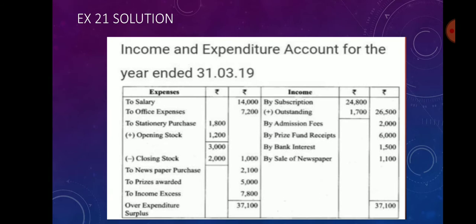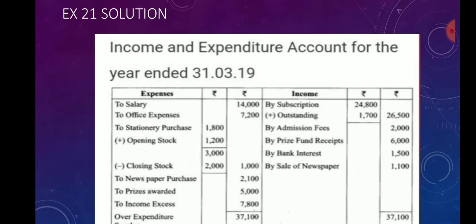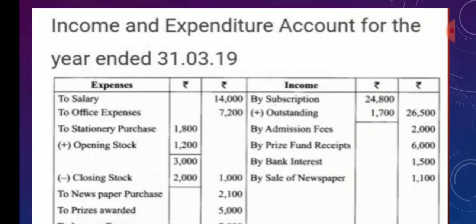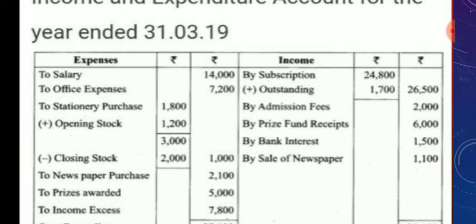So income and expenditure account for the year ended 31st March 2019. As we saw in 20th sum, the same method is to be applied. It is prepared to find out the surplus or deficit pertaining to a particular year. So incomes are shown on the credit side and expenses are shown on the debit side. First we will come to income side. It's a credit side. By subscription 24,800. Add outstanding subscription 1,700.